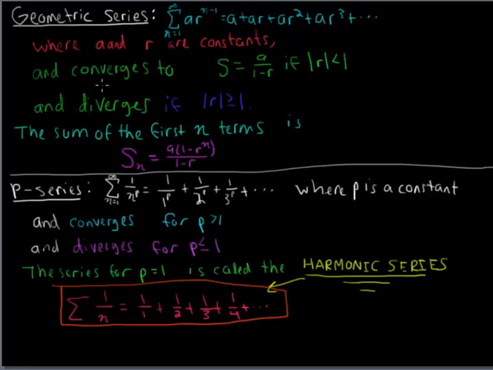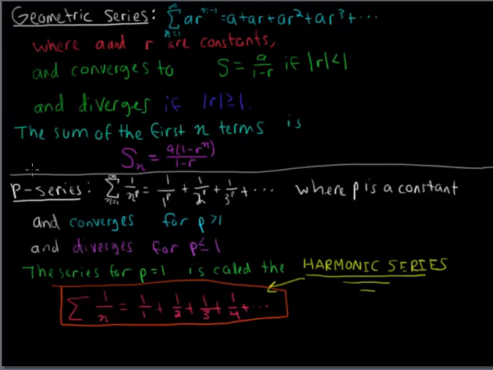And also it converges to s equals a over 1 minus r if the absolute value of r is less than 1, and diverges if the absolute value of r is greater than or equal to 1. And the sum of the first n terms is s sub n equals a times the quantity of 1 minus r to the n power, all over 1 minus r.